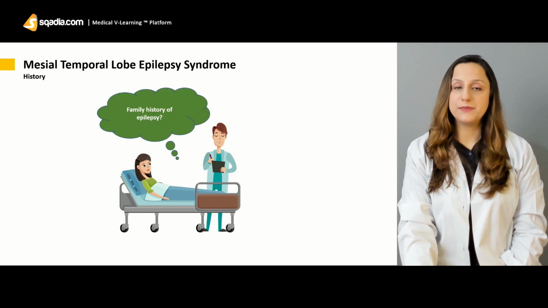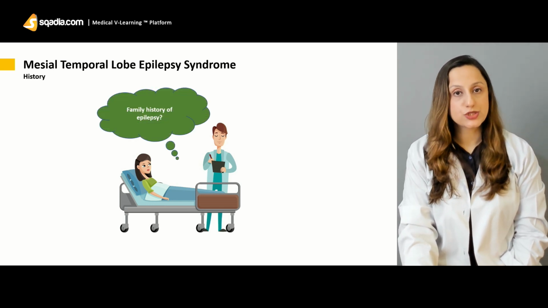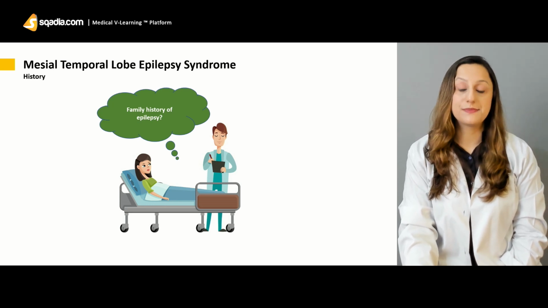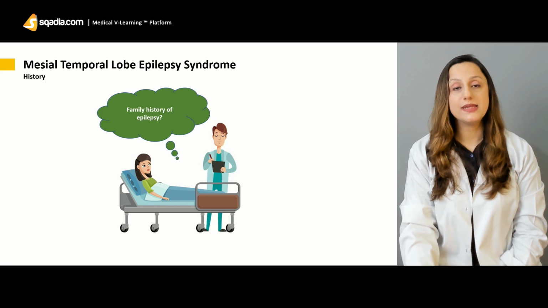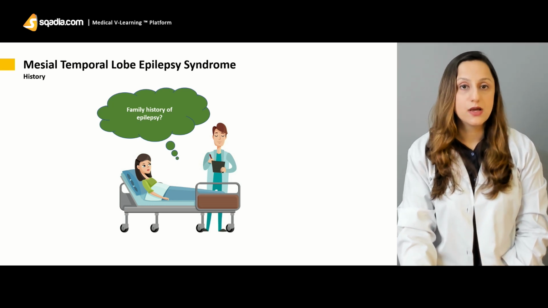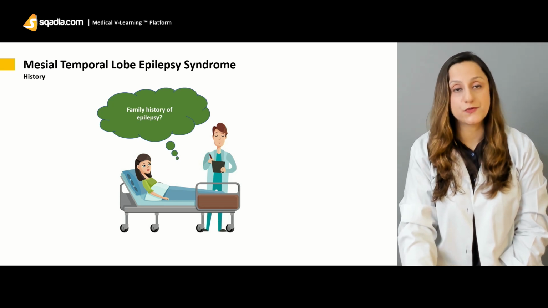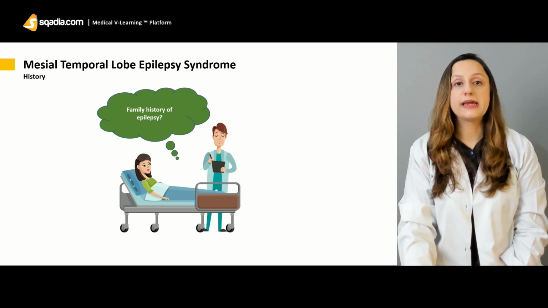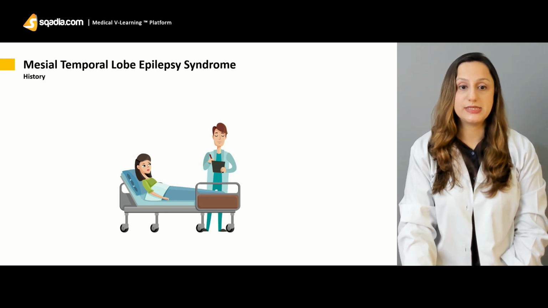Then obviously the family history, as we had already focused on the fact that genetic considerations are going to be taken into account, and they play a very important role. So any history of any of the siblings also suffering from seizure activity, or either of the parents suffering from seizure activity, is going to be highlighted upon the history taking.